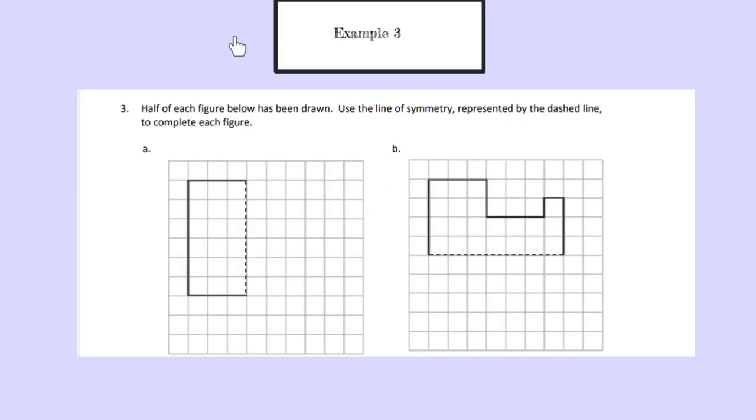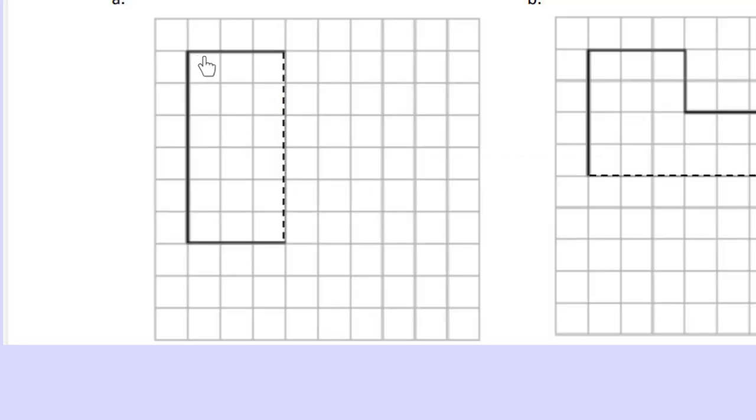Now for example 3. Our directions tell us half of each figure below has been drawn. Use the line of symmetry represented by the dashed line to complete the figure. In part A, we see a rectangle that is 3 by 6. And we need to create another rectangle, 3 by 6, off from this dashed line, which is our line of symmetry. So this won't be perfect, but we have up 6, over 3 more.